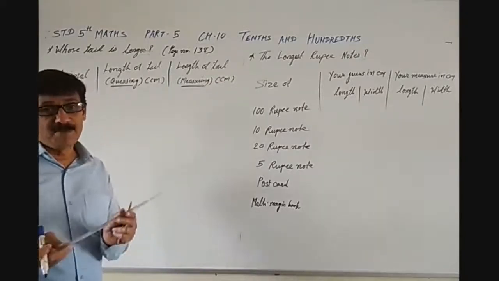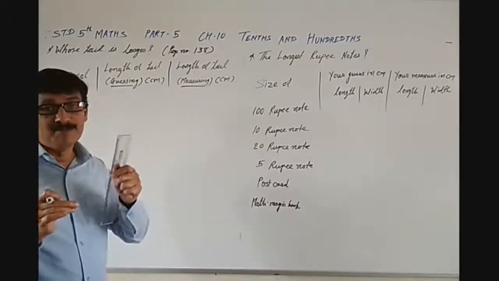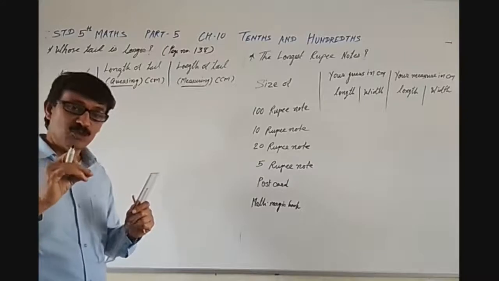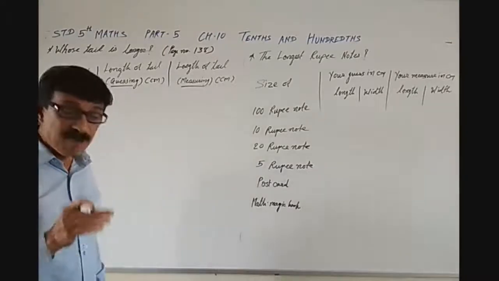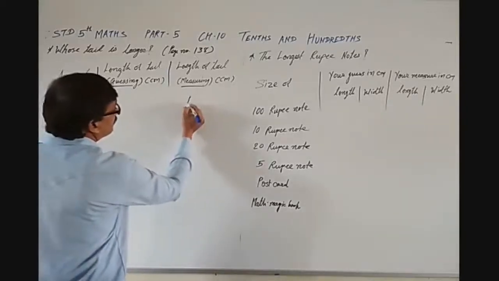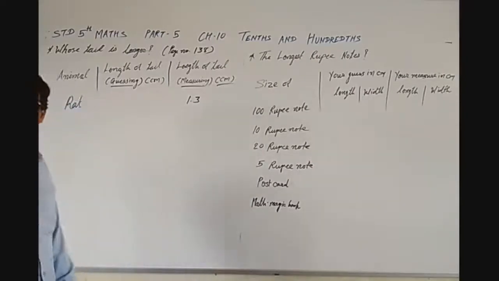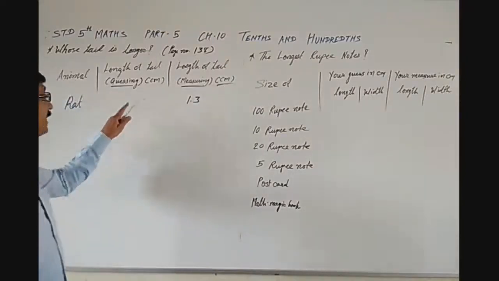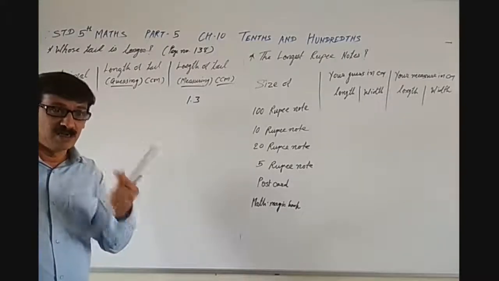See, there might be a difference of 1 or 2 millimeter. Why? Because I am measuring this way, you are measuring such way in second way. Okay. So, but as per my measurement, it is 1.3. It is already centimeter. It is 1.3 centimeter. Now guess, what is your guessing? Is it the same or something over here?